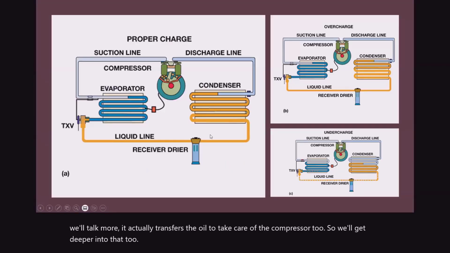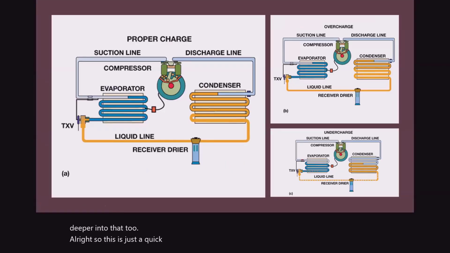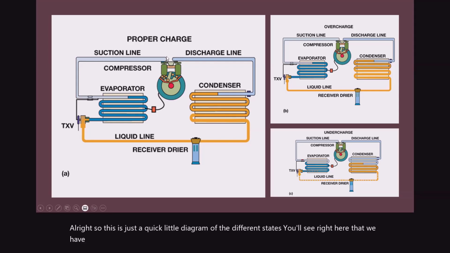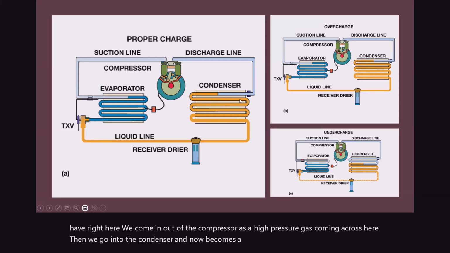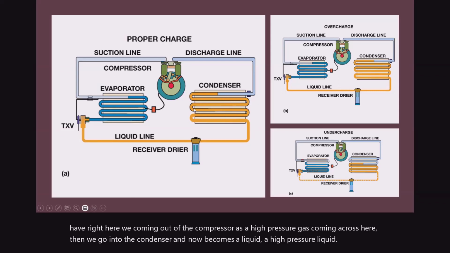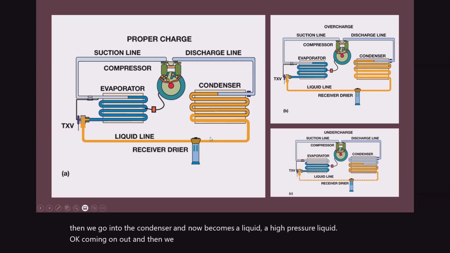All right, so this is just a quick little diagram of the different states. You'll see right here we're coming out of the compressor as a high pressure gas coming across here. Then we go into the condenser and now it becomes a high pressure liquid, coming on out. And then we go through this particular system. This is going to be an expansion valve system, or a TXV, and it goes through our receiver dryer.